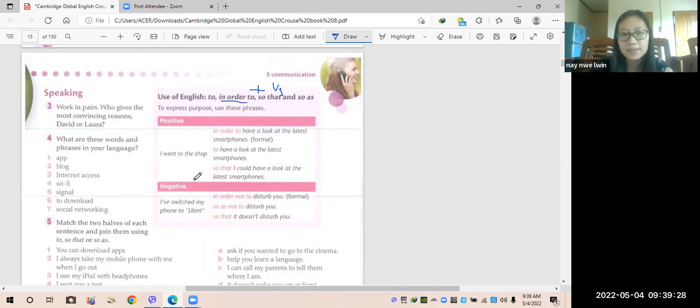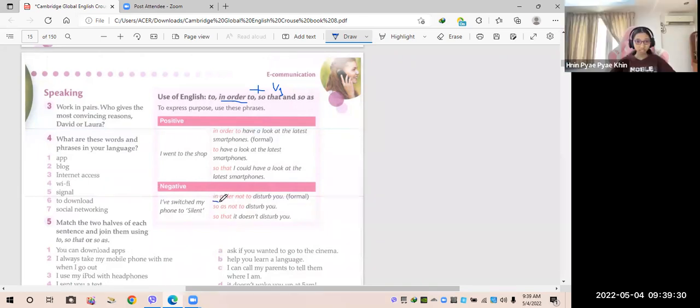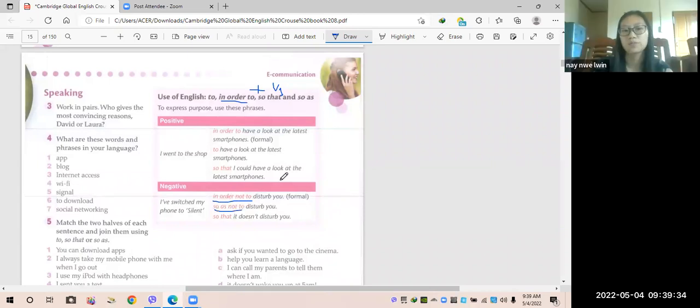So this is about the positive sense. For the negative sense, we can use in order not to and so as not to. They have the same sense. So in order not to plus infinitive verb one, so as not to plus infinitive verb one. For so that, they have the same sense. We have to follow the full sentence behind so that. For example, I've switched my phone to silent so that it doesn't disturb you. So this is negative sense.